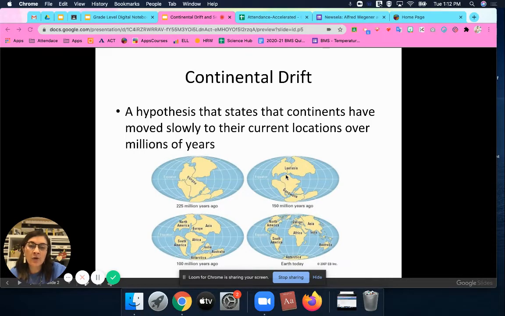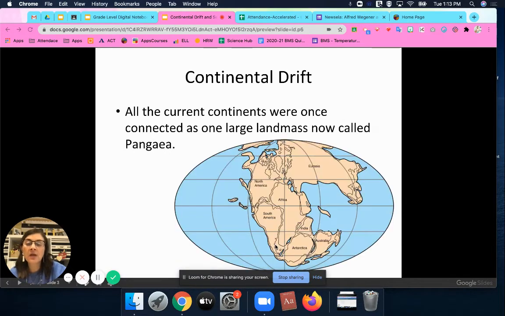And then it progresses to Laurasia and Gondwana. Then we have closer to our 7 continents today in their current placement. And then here is what our continents look like today. So this hypothesis says we had this giant landmass. Over time, they've slowly spread apart until we get to today.